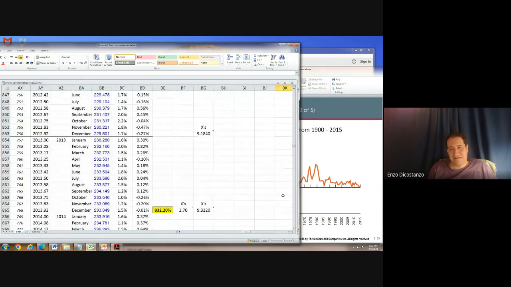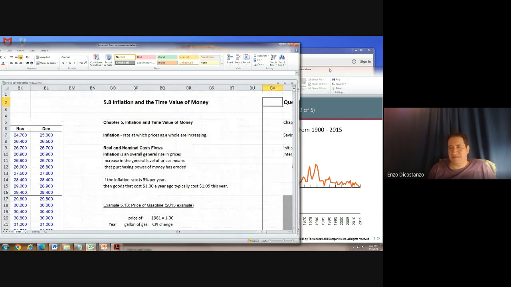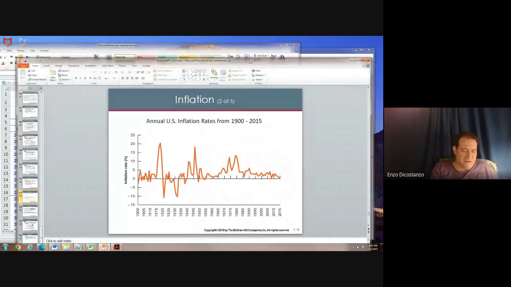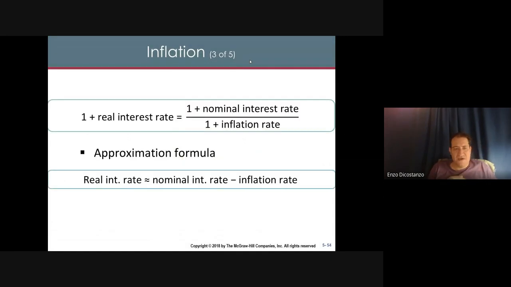All right. So yeah, so we graphed this already. All right, and now these guys went back to 1900. Some people want to do that.